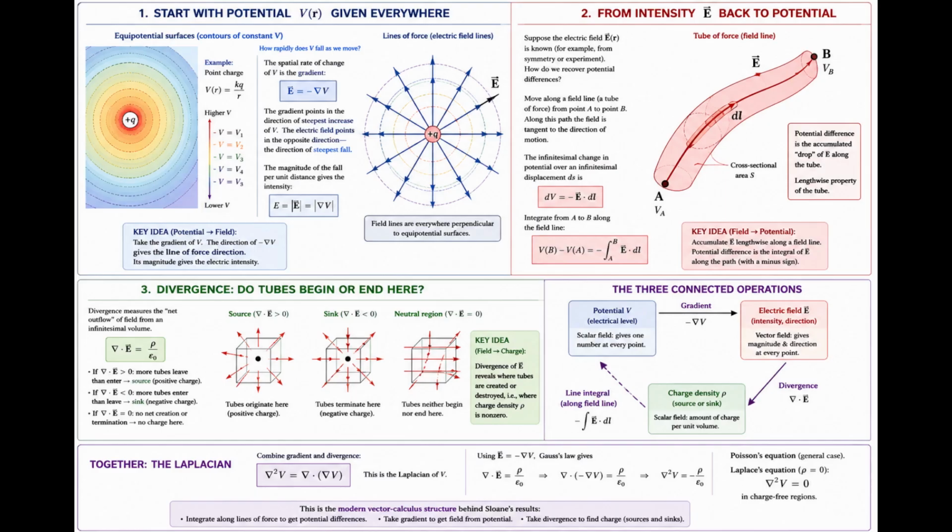"Start with electrical level. Examine how steeply that level falls through space. The steepest fall gives the direction of the lines of force, and the amount of fall per unit distance gives their intensity." In modern calculus, this is the negative gradient of potential.